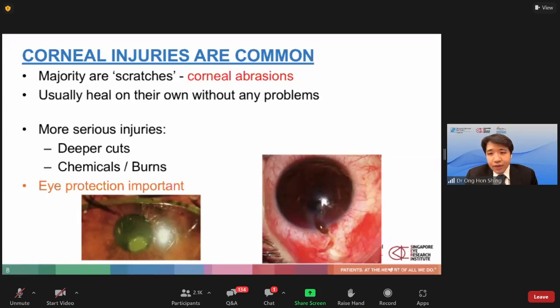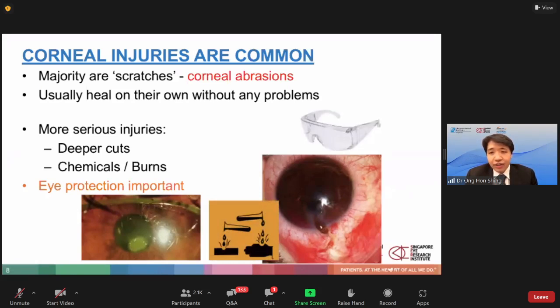Also, serious injury can occur with strong chemicals or heat burns, which can happen in people who work with chemicals or heat. So we always advise the use of safety goggles when working in high-risk environments.